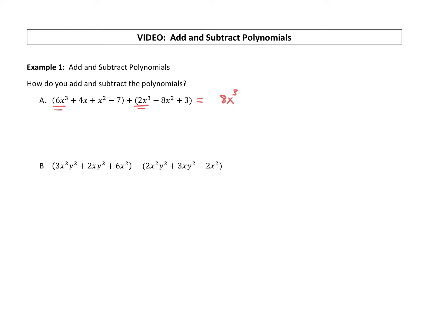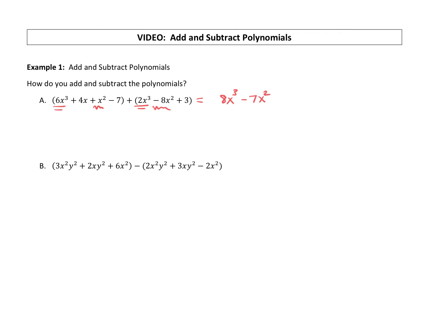Now I'm going to look for any x squareds, and this might have us go out of order a little bit, but that's okay. Our final answer will be in proper standard form. So x squared, I can see we have a positive x squared here, a negative 8x squared there. So the x squared won't change. We'll just add the coefficients. 1 plus negative 8 is a negative 7x squared.